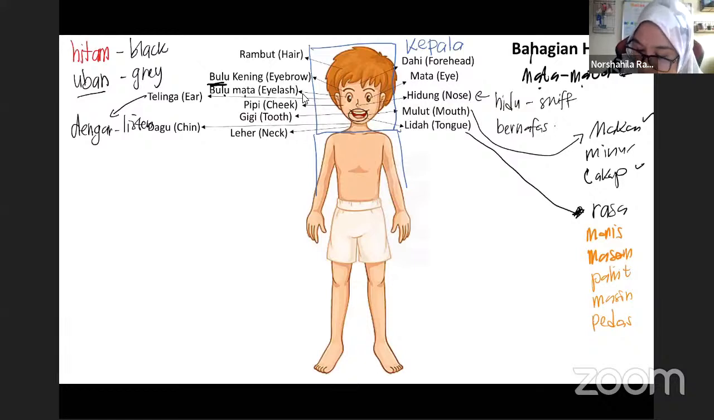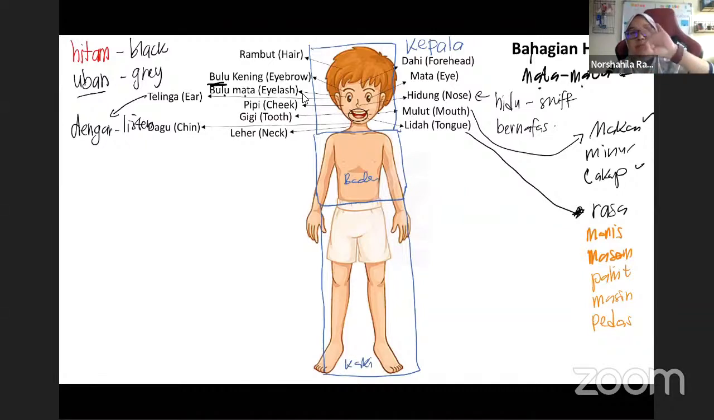Okay, this is the badan part. And down here, this one we call the kaki part. So we divide it into three things: kepala, badan, kaki. Okay, kepala, badan, kaki. So next, what do we have?